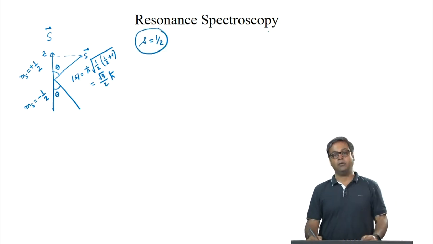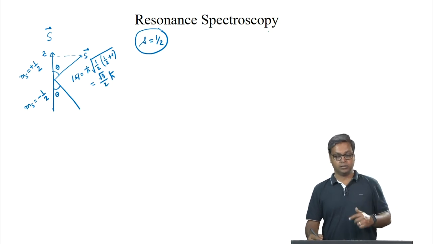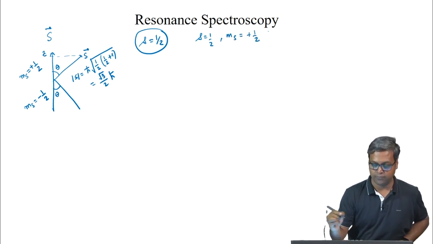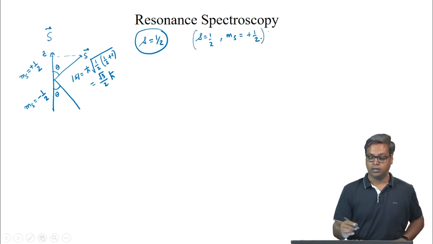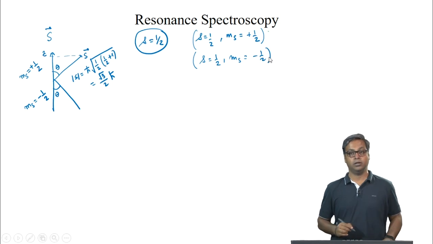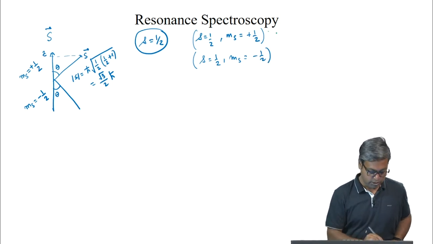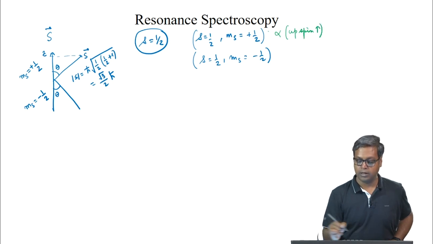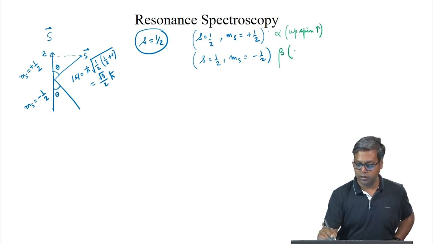So, for S equals half, we have two spin states. One is S equals half, ms equals plus half, and the other is S equals half, ms equals minus half. The first one is known as alpha or the up spin and the second one is known as beta or the down spin.